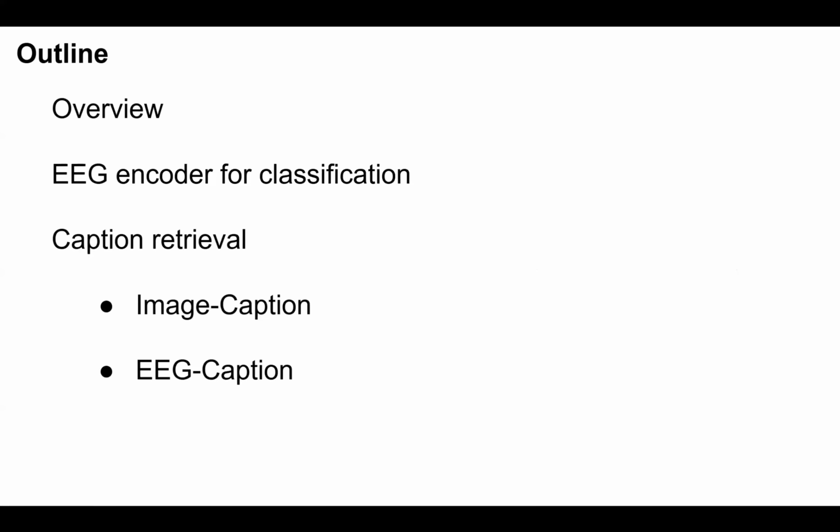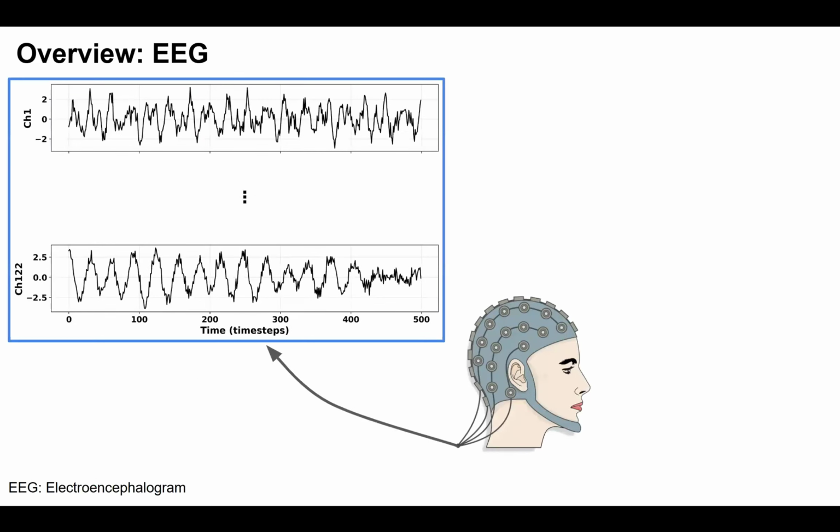And the first task you will be doing is to implement an EEG encoder for classification of the images. And the second task will be caption retrieval. You will start with image caption retrieval, which is very straightforward. You will get results without any training, and you will see the feasibility of applying that on EEG. So can EEG retrieve captions corresponding to the same visual stimulus that the person was looking at or not?